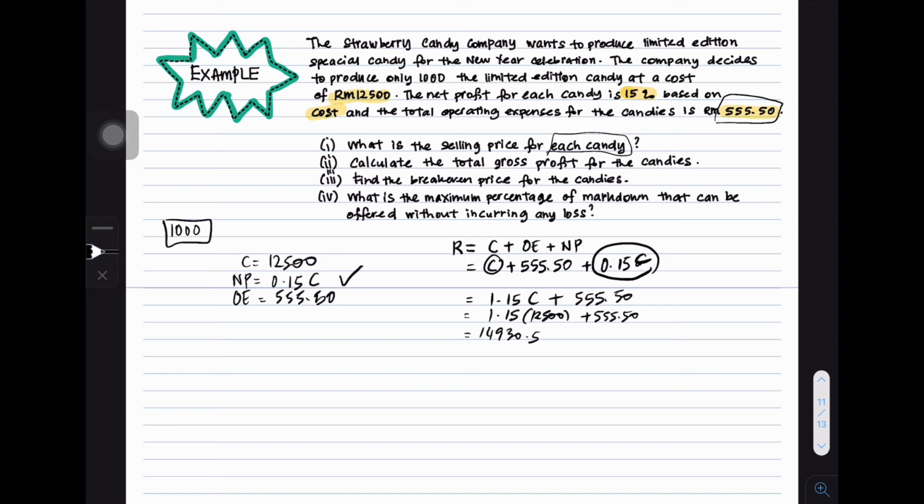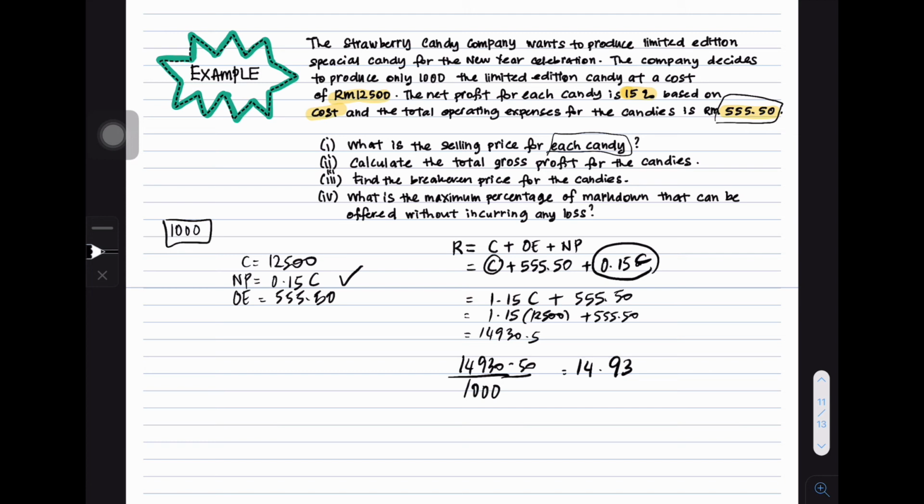Okay, dan kita tahu yang ini adalah harga untuk 1,000. So nak dapat for each candy, kita kenalah bahagi dengan 1,000. Okay, so bahagi dengan 1,000, awak akan dapat RM14.93. Okay, so maksudnya setiap candy berharga RM14.93.